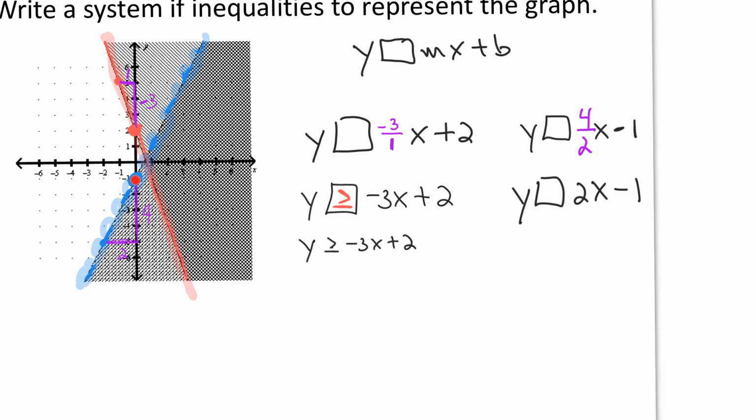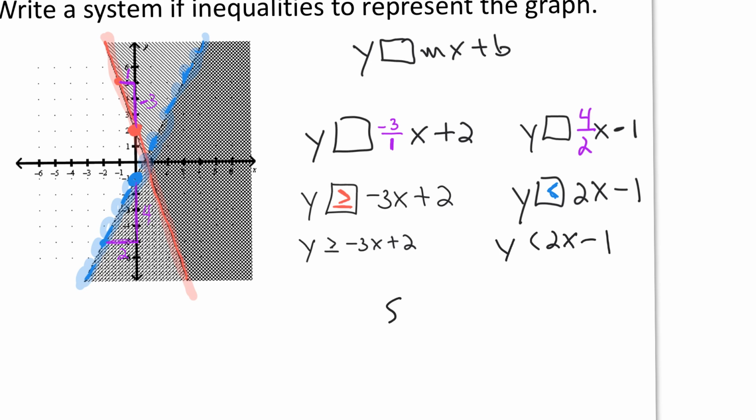And notice that there's the y-intercept, and it's shaded. Look where the shaded part is at, shaded on the bottom. So we are going to have less. When it's shaded on the bottom, you put less. And this is dashed, so you don't need that or equal to. So y is less than 2x minus 1.